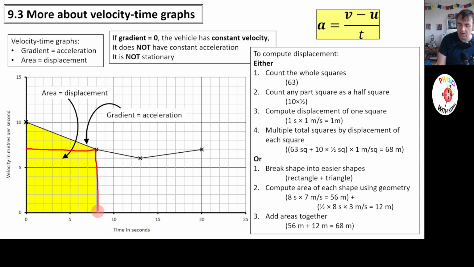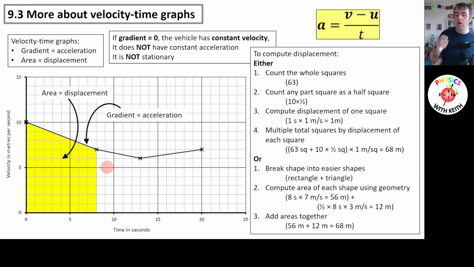That rectangle there. And then we've got a triangle on the top, which is 3 multiplied by 8. So half times base times height, half times 8 times 3 gives us 12 metres. 56 add 12. Adding the two areas together, you get a total displacement of 68 metres. Now, you can do that if you've got nice shapes.